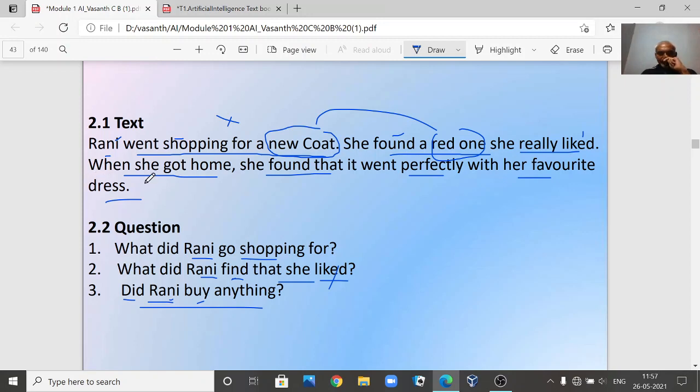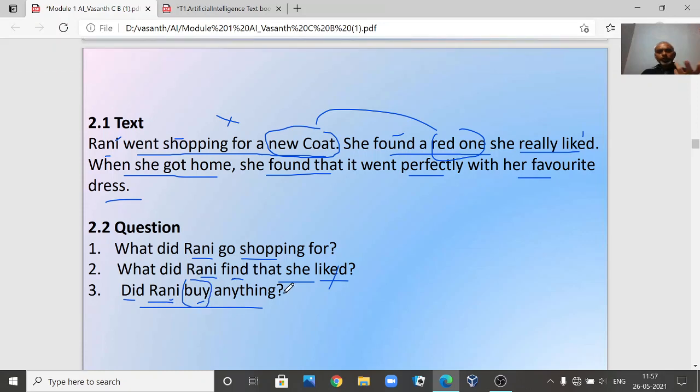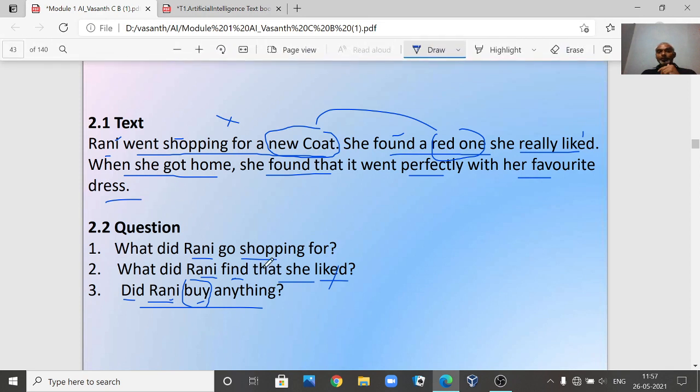Third sentence, which says that when she got home she found that it went perfectly with her favorite color. Here also there is no word which gives the meaning for this particular word buy. So that means you cannot answer this question. But if you read carefully and apply your intelligence, it is indirectly given. When she got home, it means she is actually buying this coat. She brought this coat, and when she brought it home, she found that it is matching with her favorite dress. But you cannot answer this question, right?